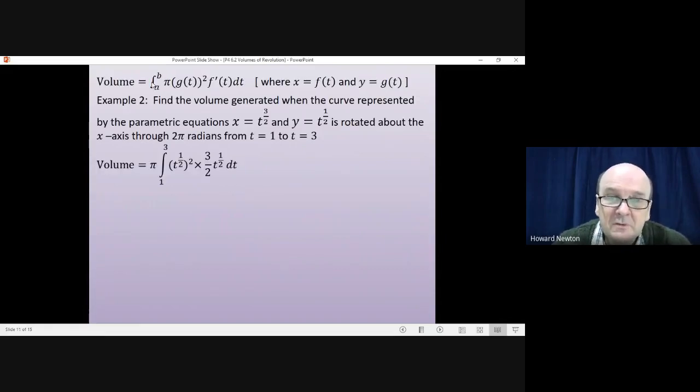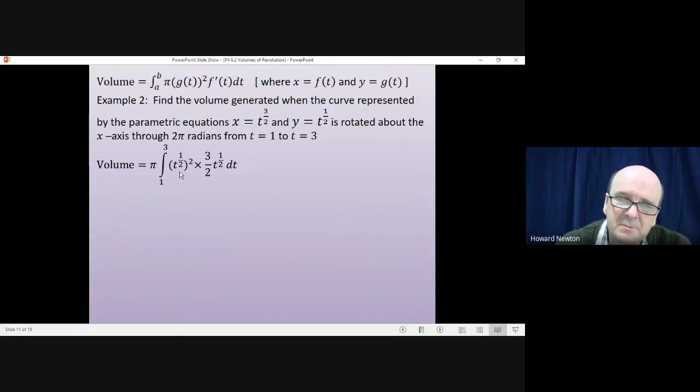So the volume, using the formula and taking the pi outside straight away, will be that g of t is the function for y, which is t to the half. So g of t squared is t to the half squared. And then f dashed of t is the differential of f of t, which is the differential of t to the power of 3 over 2, which is 3 over 2 times t to the half. Okay, I'll let you carry on from there.